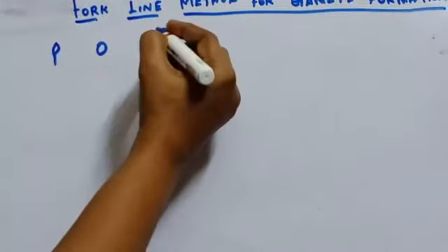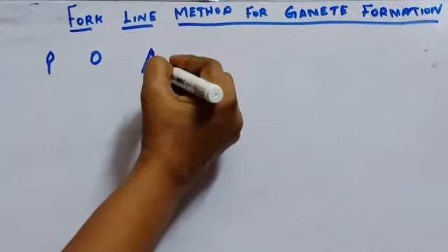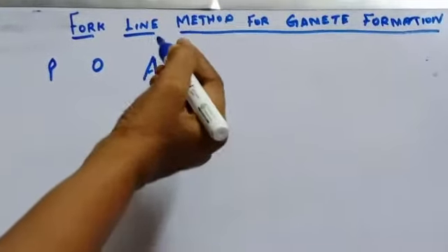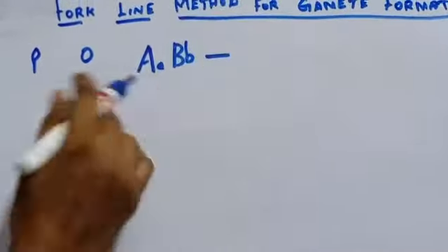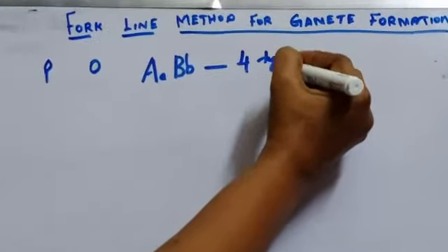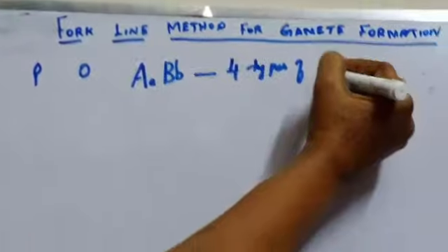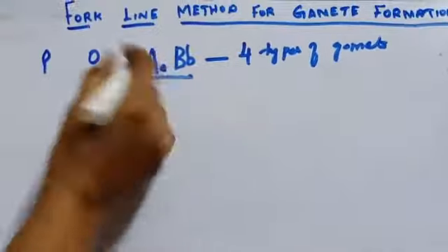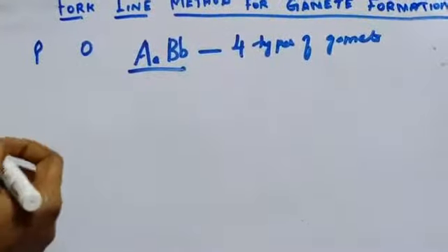Now let us take an example: capital A, small a, capital B, small b. How many types of gametes can be formed in this? 4 types of gamete. I'll explain how 4 types of gamete are formed. To find out the gametes, you can use this method, that is the fork-line method.